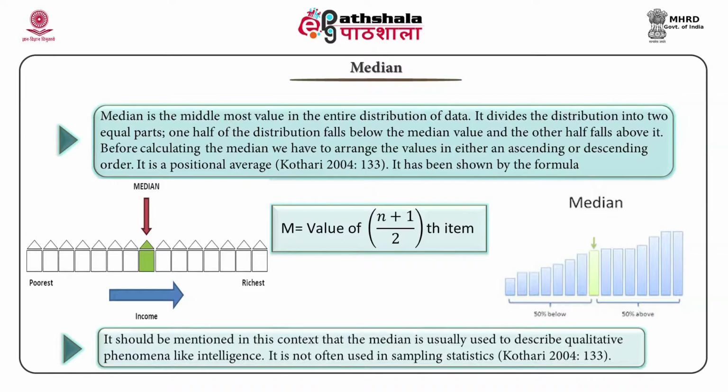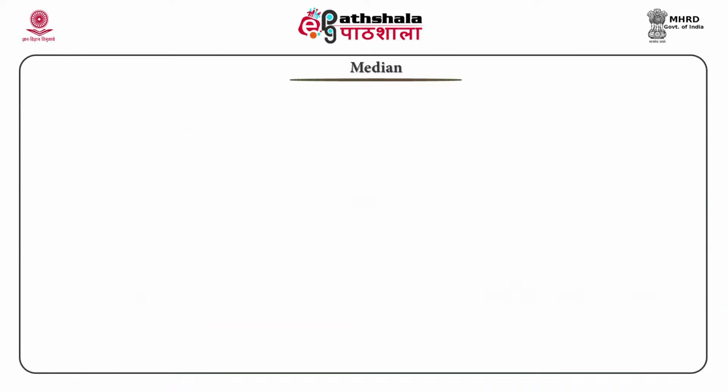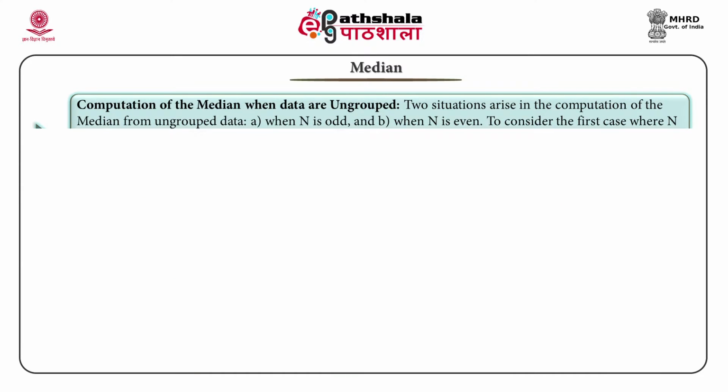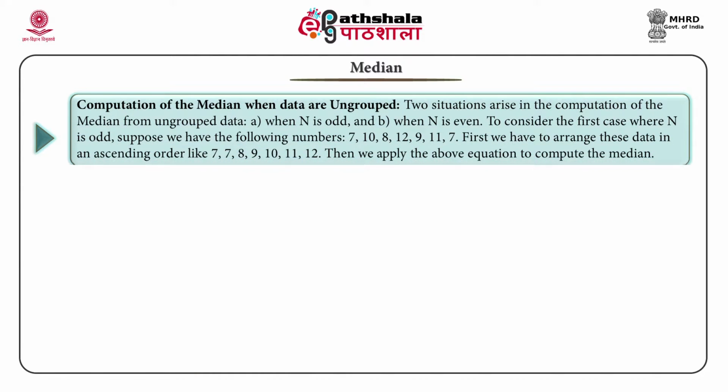It should be mentioned in this context that the median is usually used to describe qualitative phenomena like intelligence. It is not often used in sampling statistics. Computation of the median where the data are ungrouped. Here, two situations arise in the computation of the median from ungrouped data.